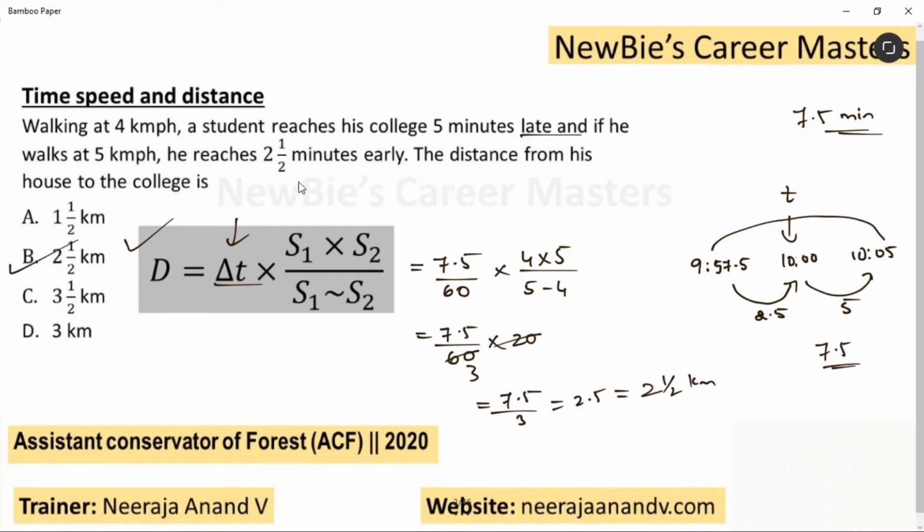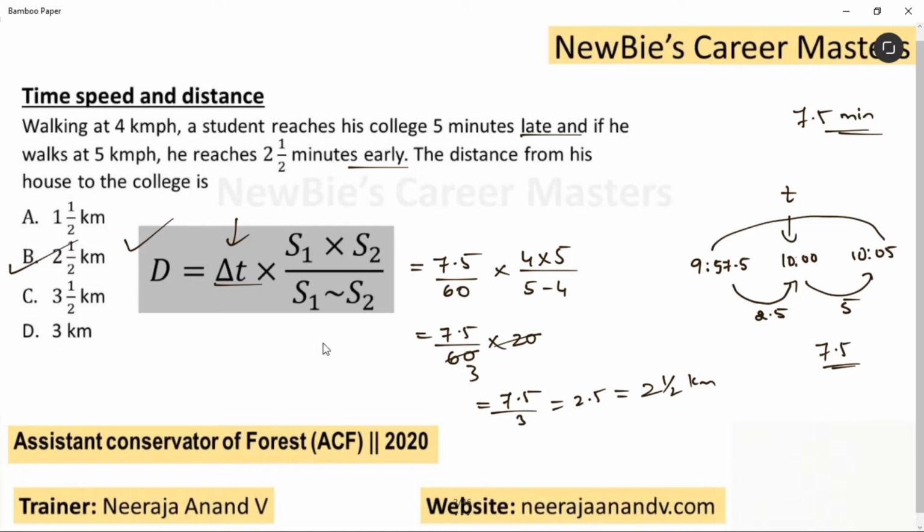If it is one late and one early, what you can do is just add the timings. See, 5 plus 2.5, 7.5, that will be delta T. If both the times it is late, or both the times it is early, what you have to do is take the difference. Am I clear? If one is late and another is early, just add the values to get the delta T. If both are late or both are early, just take the difference to get the delta T.